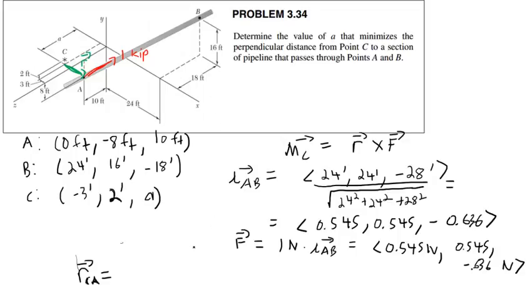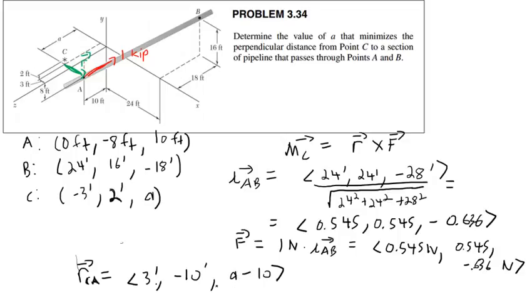How did you know to pick R in that direction? That's just what we always do. The question is, how do we know to pick R in this direction? We always go from the point that we're taking moments about to the line of action of the force. That's the direction that the R vector always goes. So C to A, let's see. This is going to be 3 feet, comma, negative 10 feet, comma, A minus 10.